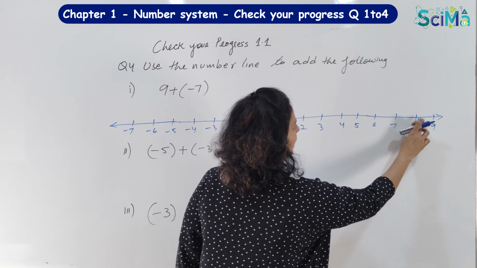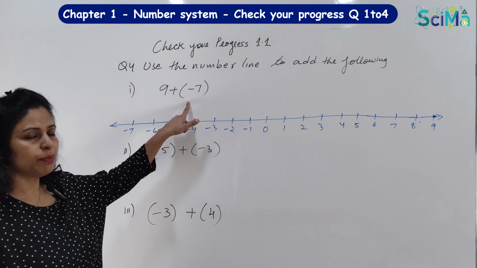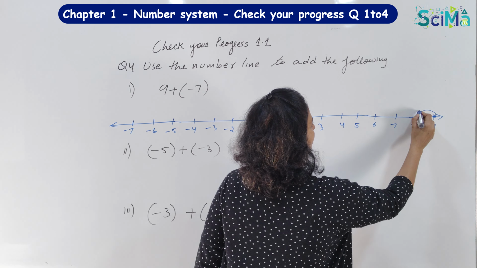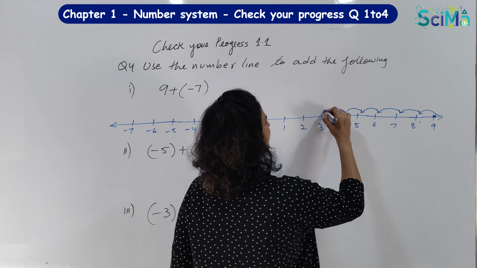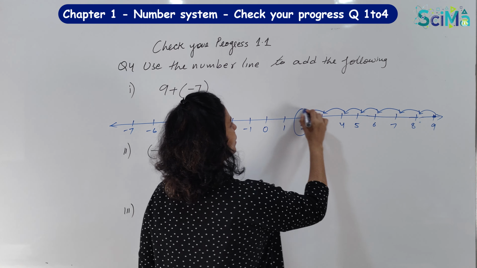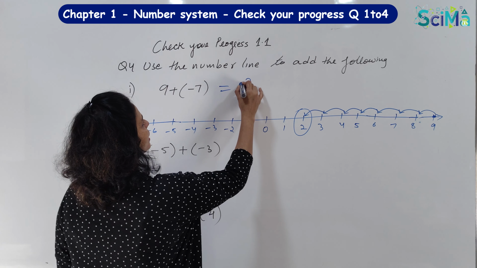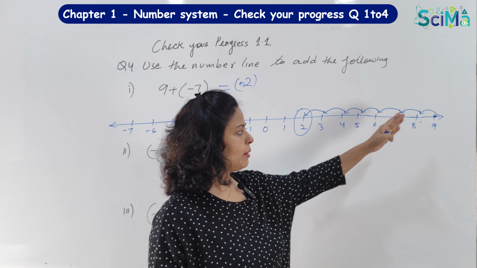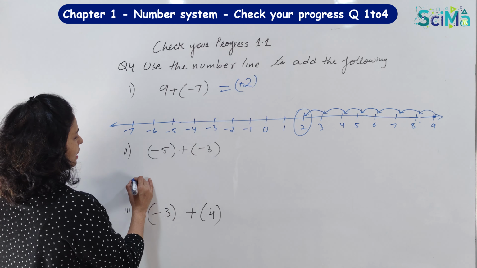So I start with 9. So 9 is here. I have to add a negative integer, minus 7, so I will go 7 numbers to the left. 1, 2, 3, 4, 5, 6, 7. Where do I reach? 2. So the answer will be plus 2. From 9, adding minus 7, I am going 7 numbers to the left.